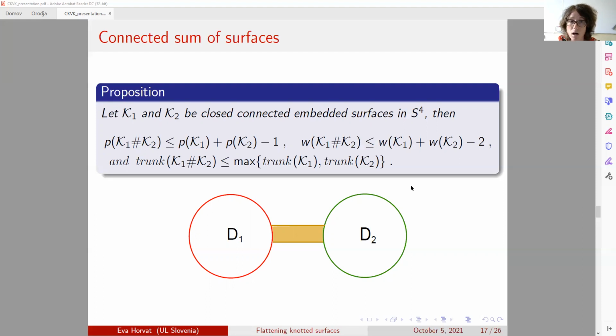So it's not hard to see that the values of the invariants for the connected sum will satisfy these inequalities. So the partition number should be less than or equal to the sum of both partition numbers minus 1. The width should be less than or equal to the sum of the widths minus 2, and the trunk will be less than or equal to the maximum of both trunks.